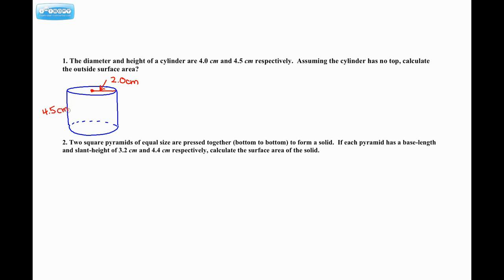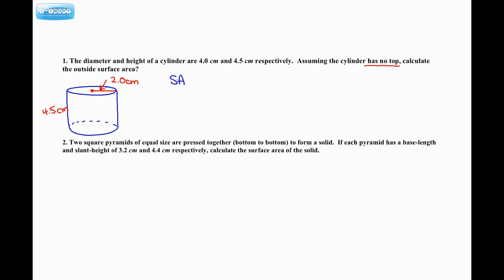4.5 centimeters. So we want to calculate the surface area of this cylinder. But it's important to remember that there is no top. Okay? So I want to calculate just the area of the bottom and then the lateral surface area, this outside face.